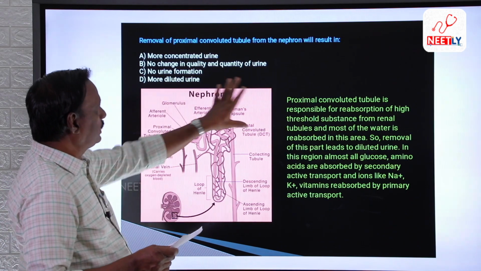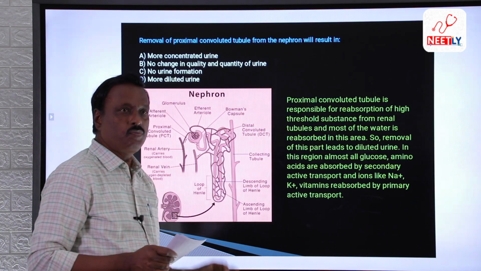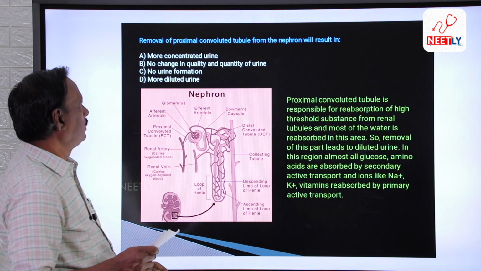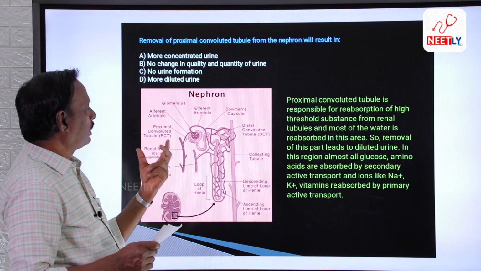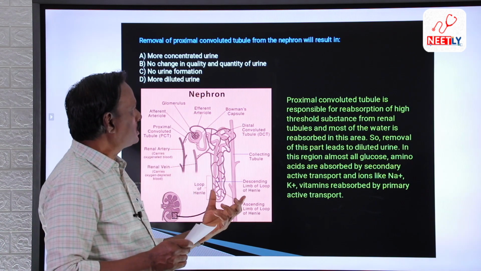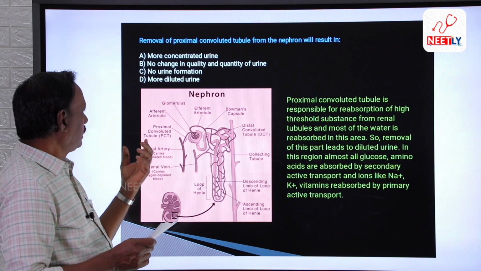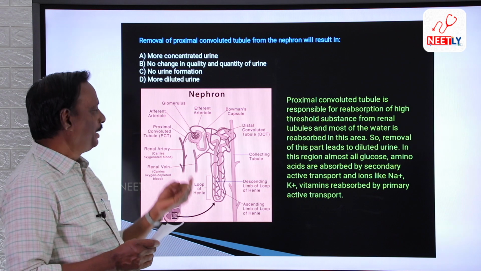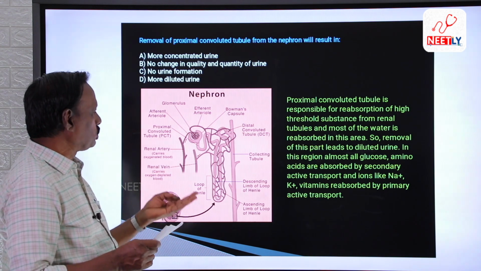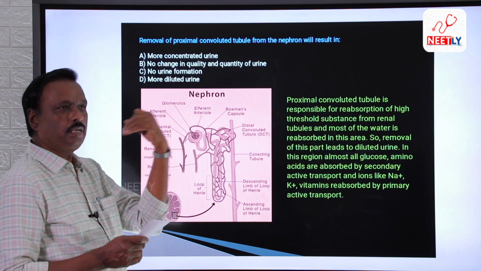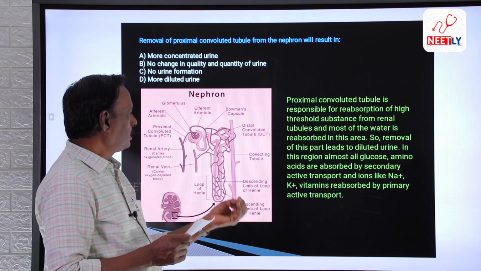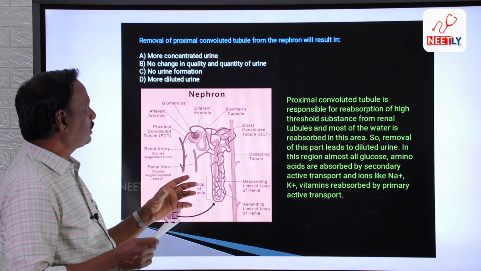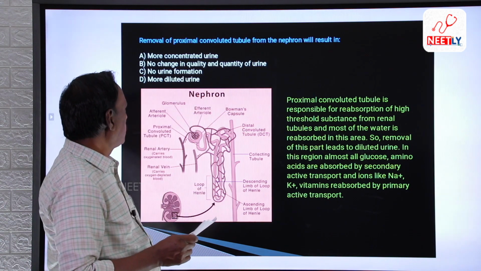So the question is about the nephron. As you know, the nephron is the basic functional unit of our kidney. The nephron does so many functions. That is, it does the filtration process and then absorption and reabsorption of certain materials, so that finally it releases the concentrated urine. Such a very important part of a kidney is known as the nephron.